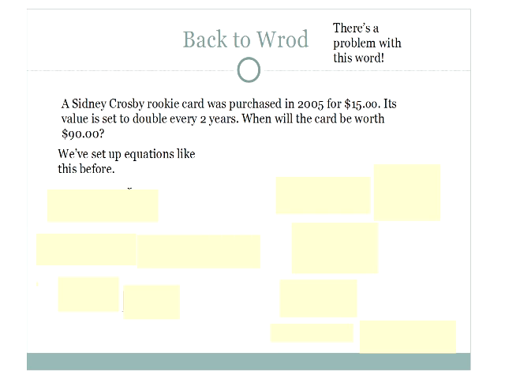In any case, we've set up equations like this before. We see that the value is doubling every 2 years. There's my common ratio. Here's the period. This $15 is what I started with. So the equation is y equals 15 times 2 to the x over 2. I'm going to plug in y equals 90.